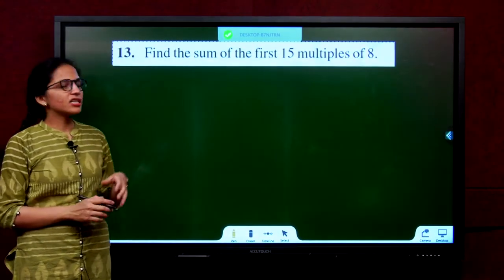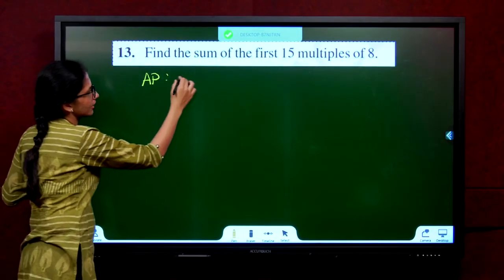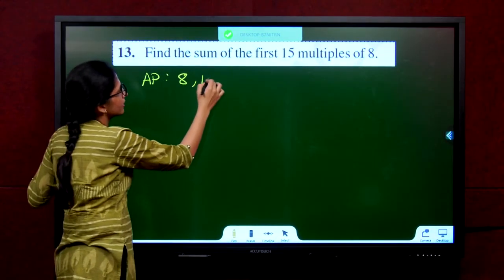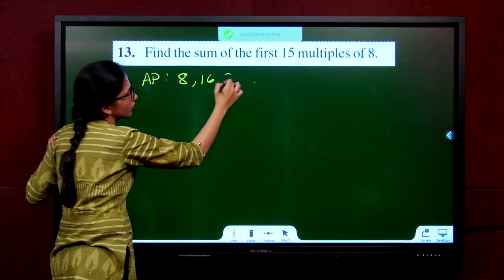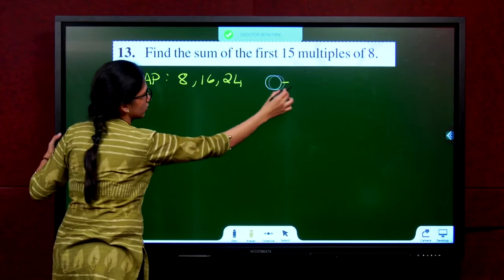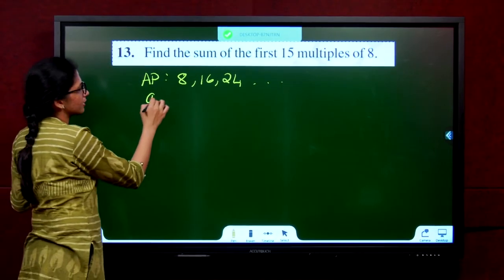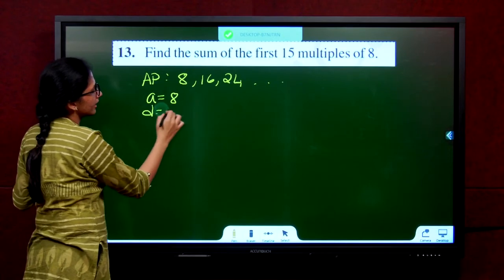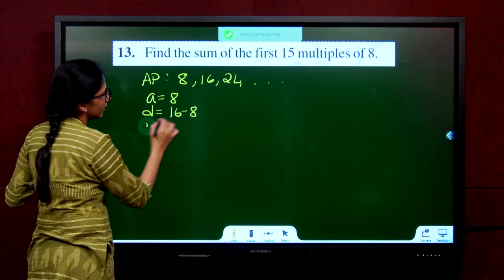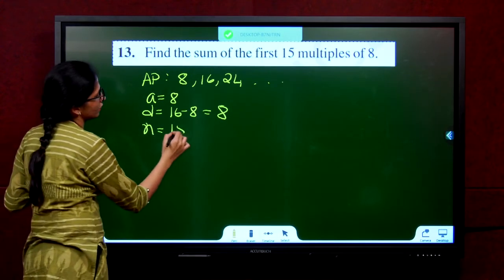Find the sum of the first 15 multiples of 8. So the AP starts with 8, the next multiple is 16, and goes on: 16, 24 and so on. First 15 multiples: so a is 8, d is 16 minus 8, that is 8, and n is 15, since they have told 15 multiples.